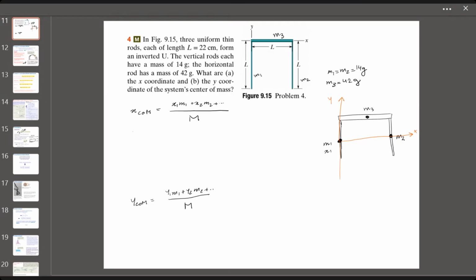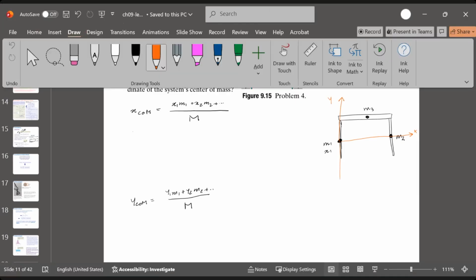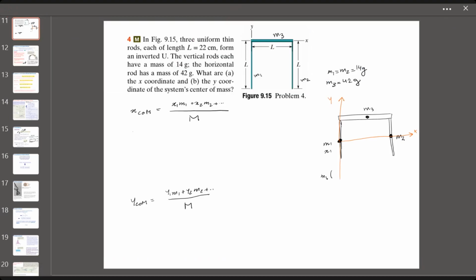Now all I have to do is put some coordinates for M1, M2, and M3, and then I will plug these in my formula. Namely, if you look at M1, it has coordinates 0, 0 because I chose it to be at the origin. M2 has coordinates, well, this is x2, this whole thing, which is none other but the length of the third rod. Now, all rods have the same length of 22 centimeters. So x is 22 and M2 is on the x-axis, so it has no y coordinate.